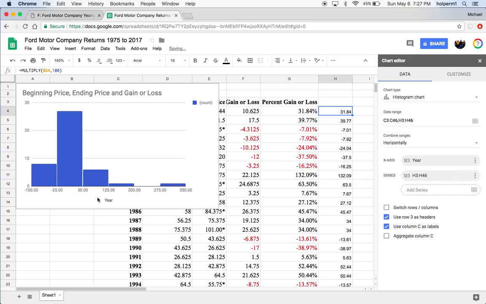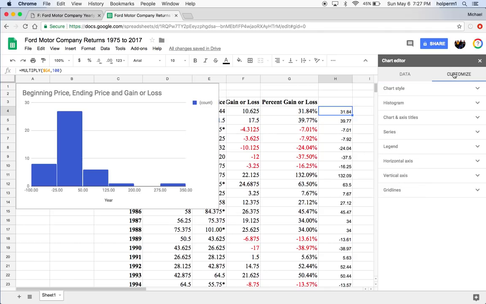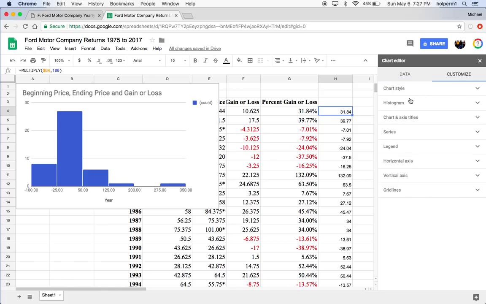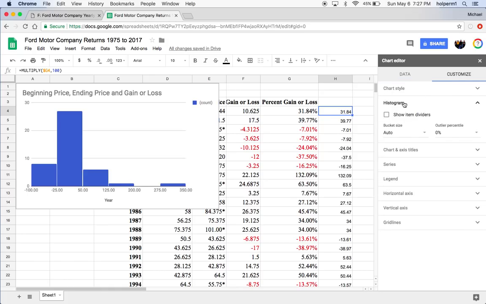Now, we've got this one, so we've got H3 to H46, but now instead of 0.25, it's 25, and what we can do is go to that Customize bar, and so we've got Data and Customize, we click Customize. You click on the histogram subcategory, and bucket size is auto, but you can change this to be narrow or wider. Right now, it's got a bucket size that's about 25. The column is 25 wide, but we can narrow that. We can make it 10.